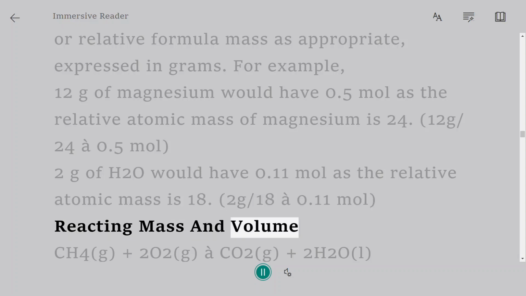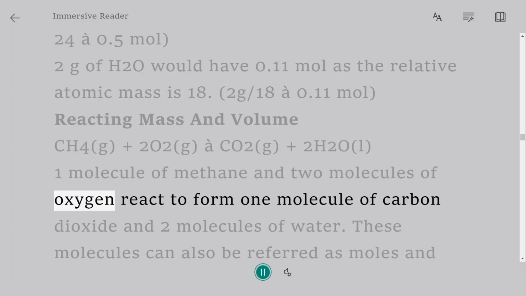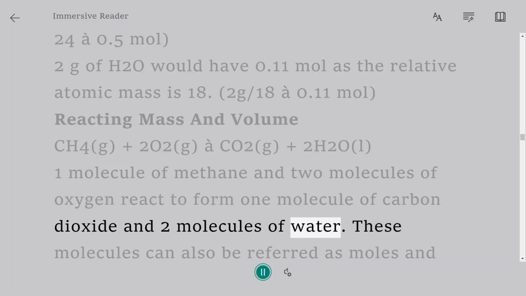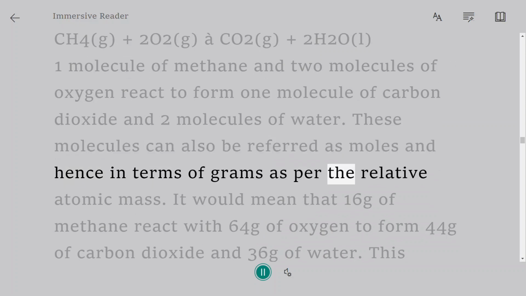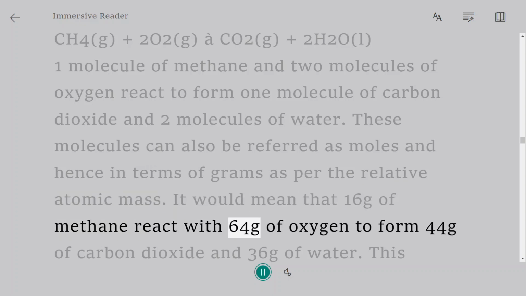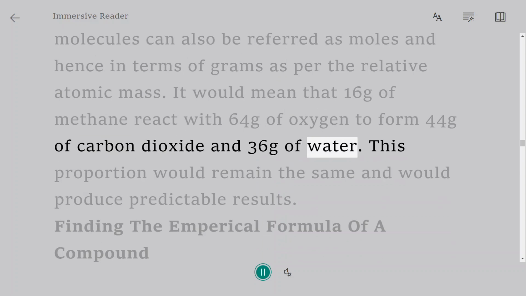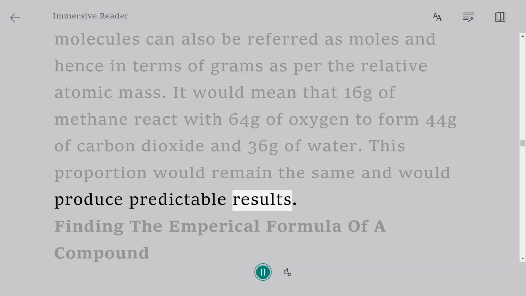Reacting mass and volume. CH4, g, plus 2O2, g, gives CO2, g, plus 2H2O, l. 1 molecule of methane and 2 molecules of oxygen react to form 1 molecule of carbon dioxide and 2 molecules of water. These molecules can also be referred to as moles, and hence in terms of grams as per the relative atomic mass, it would mean that 16 g of methane reacts with 64 g of oxygen to form 44 g of carbon dioxide and 36 g of water. This proportion would remain the same and would produce predictable results.